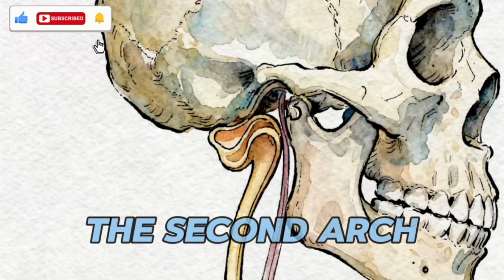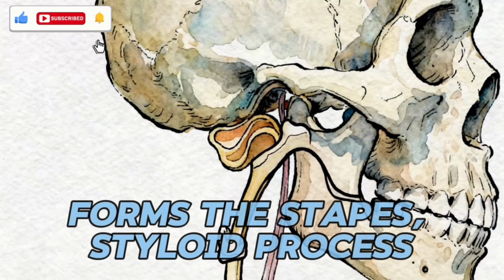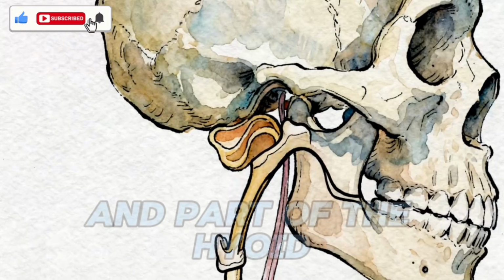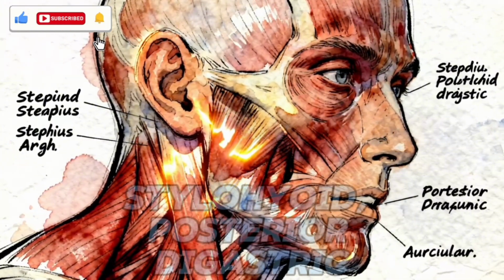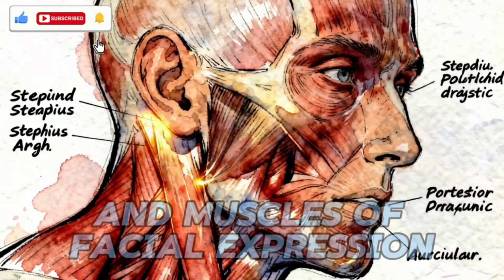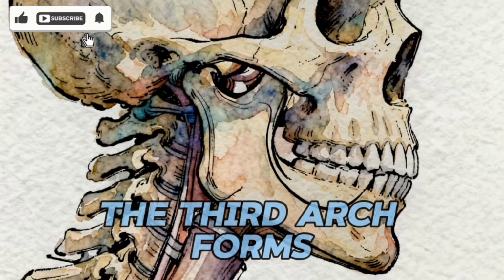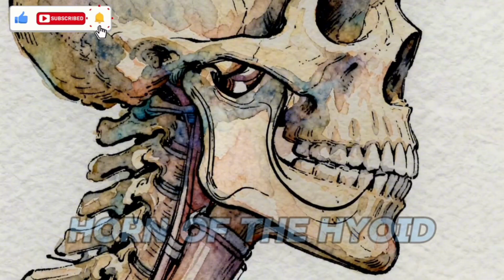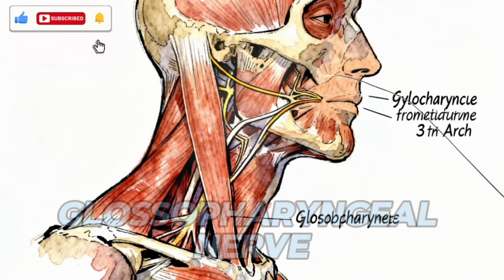The second arch, or Reichert's cartilage, forms the stapes, styloid process, stylohyoid ligament, and part of the hyoid. Muscles include stapedius, stylohyoid, posterior digastric, auricular muscles, and muscles of facial expression. All are supplied by the facial nerve. The third arch forms the lower part and greater horn of the hyoid. Its muscle is the stylopharyngeus, supplied by the glossopharyngeal nerve.